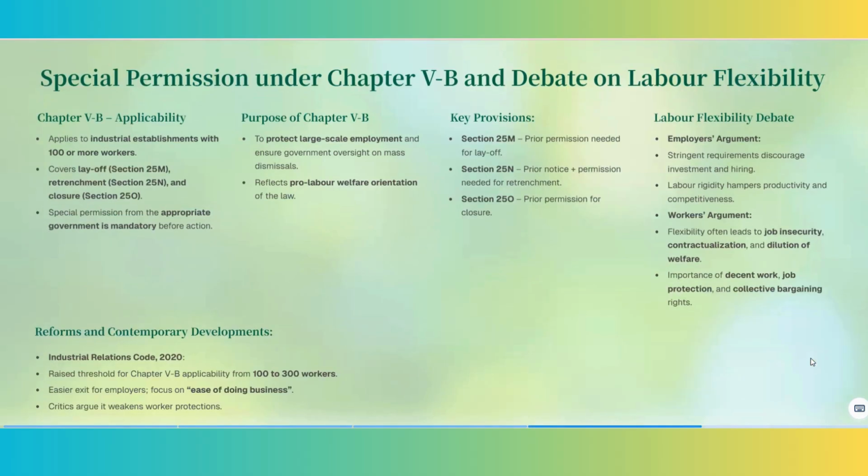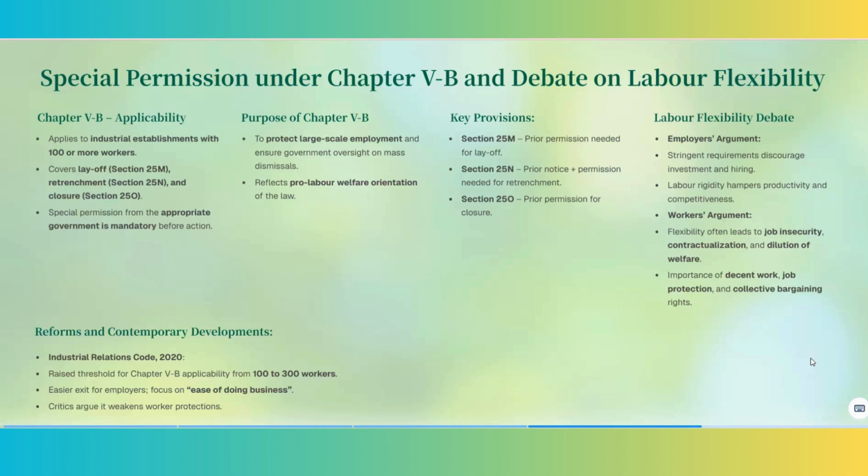Special permissions under Chapter 5B, and the debate on labor flexibility. Chapter 5B applies to industrial establishments with 100 plus workers. It covers layoff under Section 25M, retrenchment under Section 25N, and closure under Section 25O. Special permission from the appropriate government is mandatory before action. The purpose of Chapter 5B is to protect large-scale employment and ensure government oversight on mass dismissals, reflecting the pro-labor welfare orientation of the law. Key provisions: Section 25M, prior permission needed for layoff; Section 25N, prior notice plus permission needed for retrenchment; Section 25O, prior permission for closure.